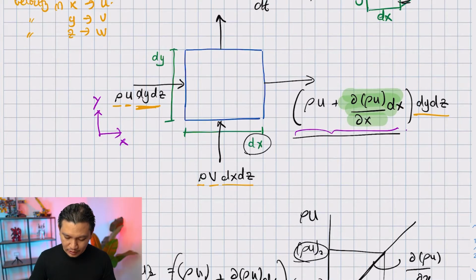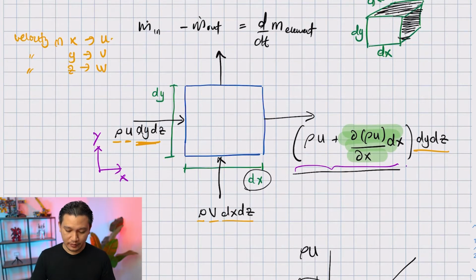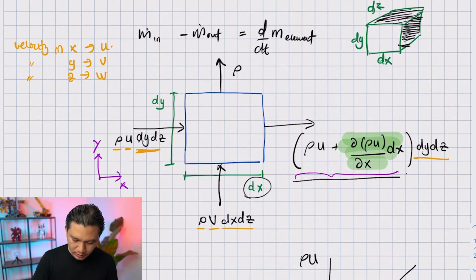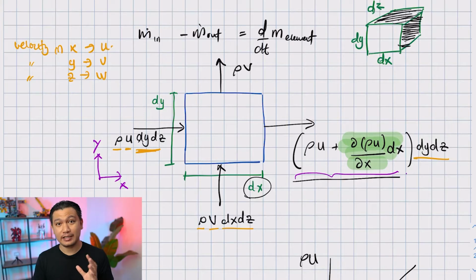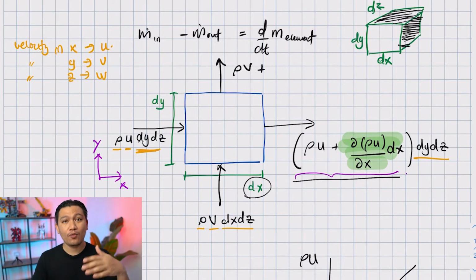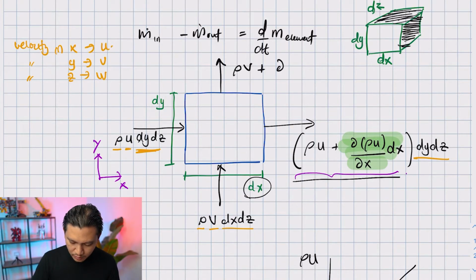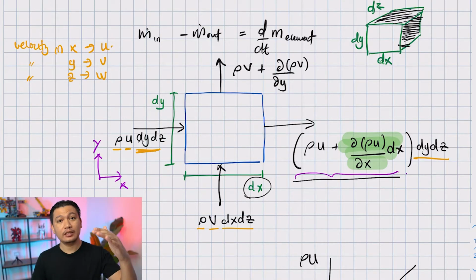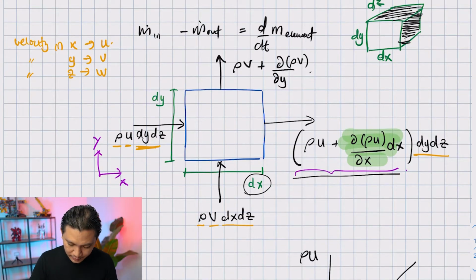And let me demonstrate to you again in y direction. Okay, so for y direction, let's label it. So this is going to be rho times velocity in y direction, that is a small letter v, plus the change in rho v in y direction. So that will be del over del y. Now this is rho v times the length, which is dy. This is inside the big bracket times the area. This is dx times dz.